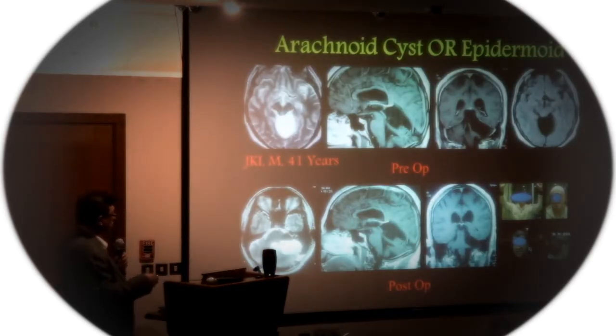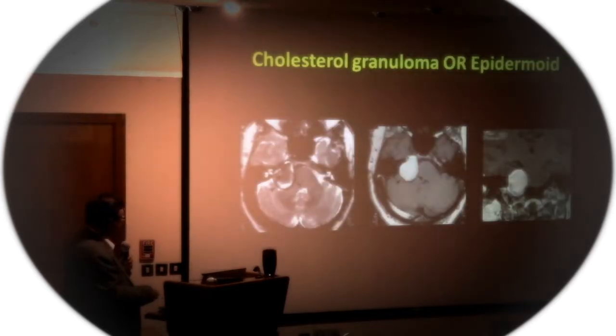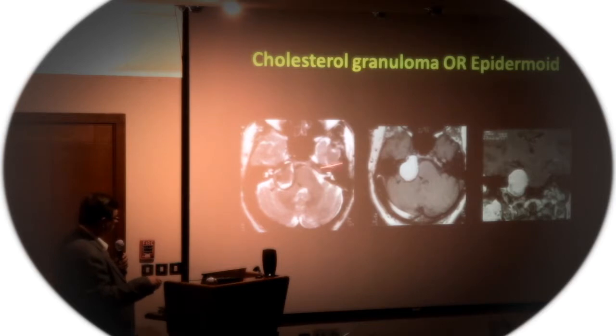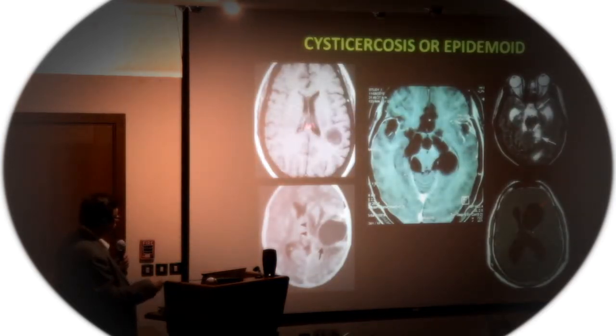Is this arachnoid or epidermoid? When I went in, I was in doubt. I was not sure, but it turned out to be an arachnoid in this man from Jerusalem. Cholesterol granuloma or epidermoid, we mentioned this is cholesterol granuloma. Cysticercosis, very much like the things that we have seen. It is a forgotten disease. We don't think of parasitology.